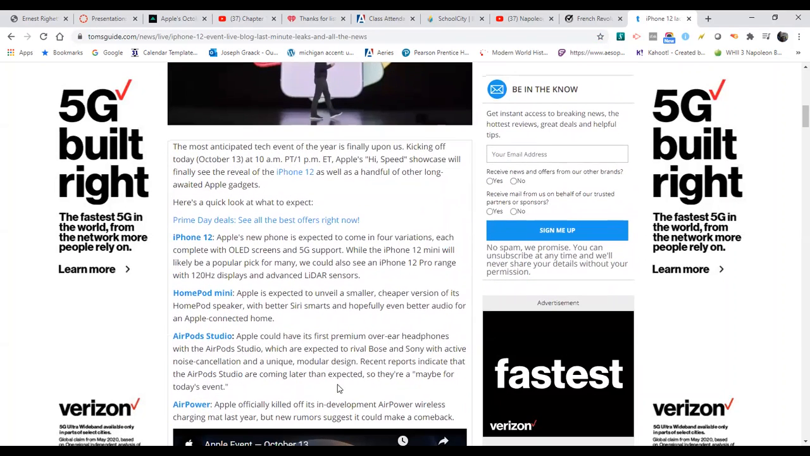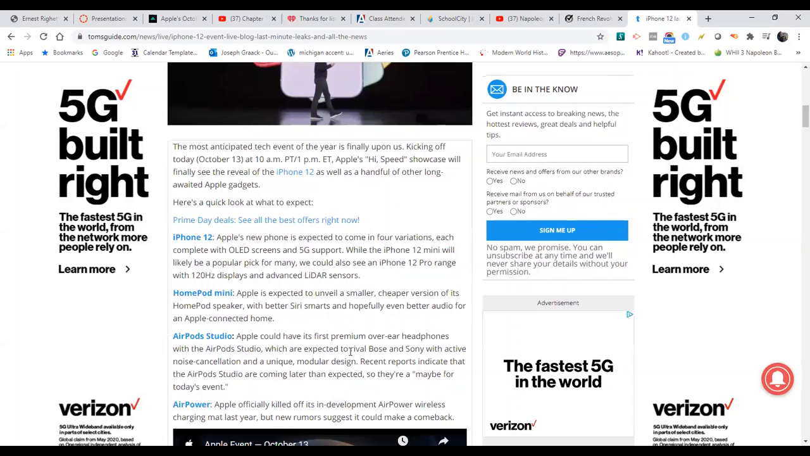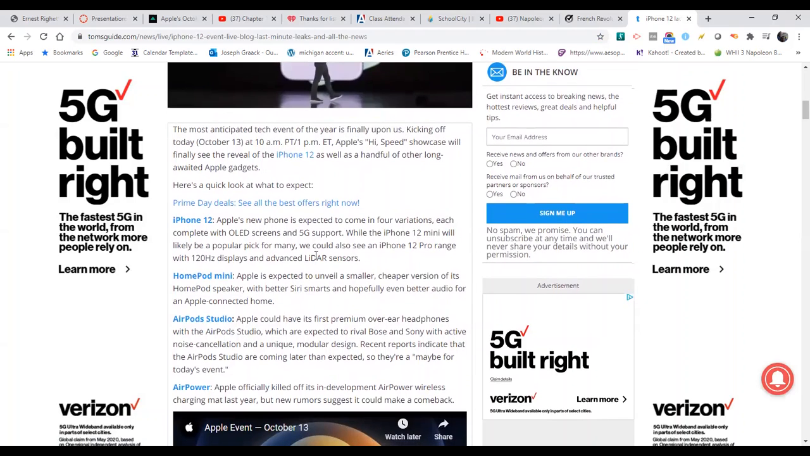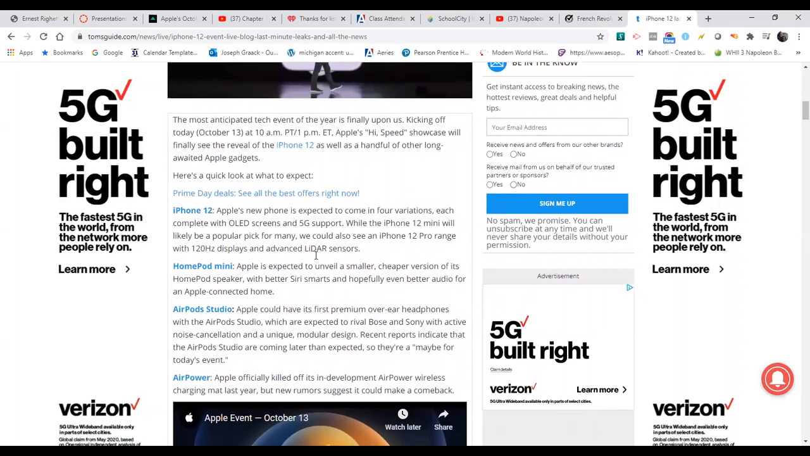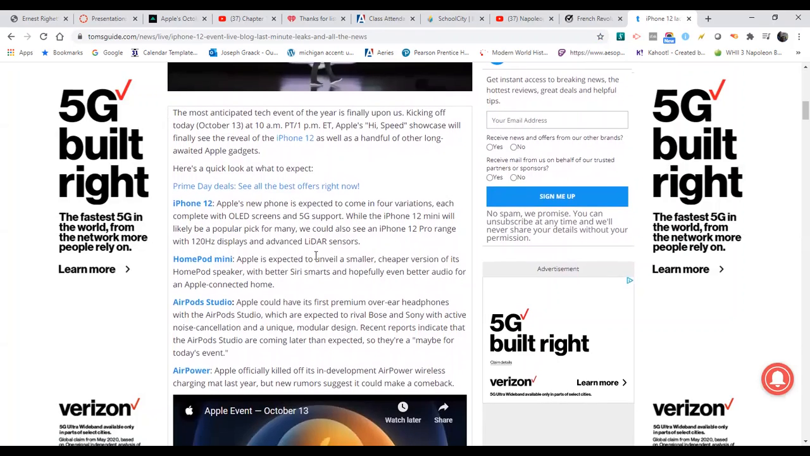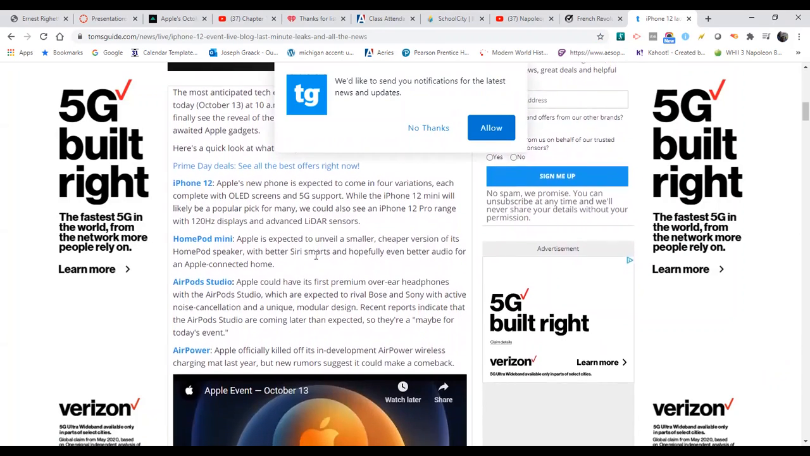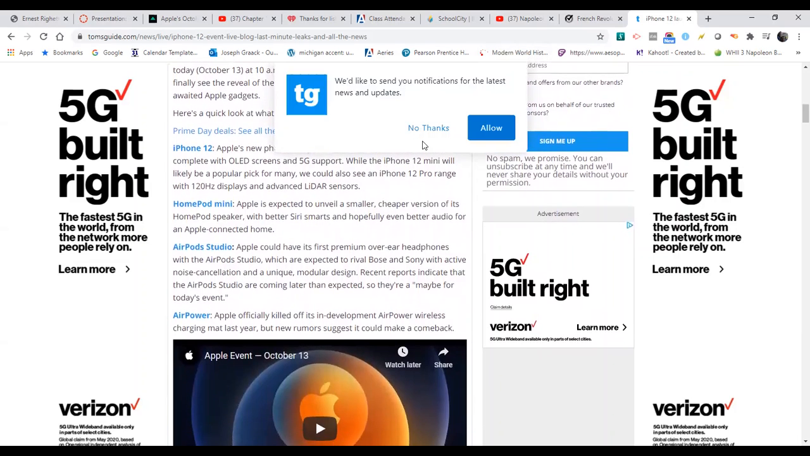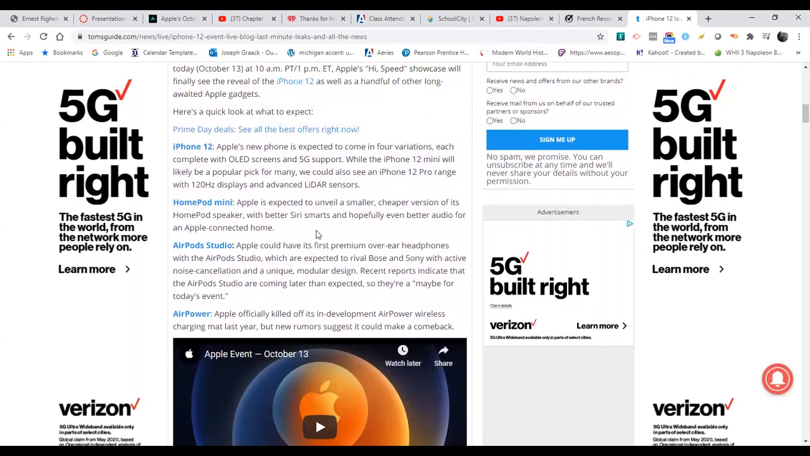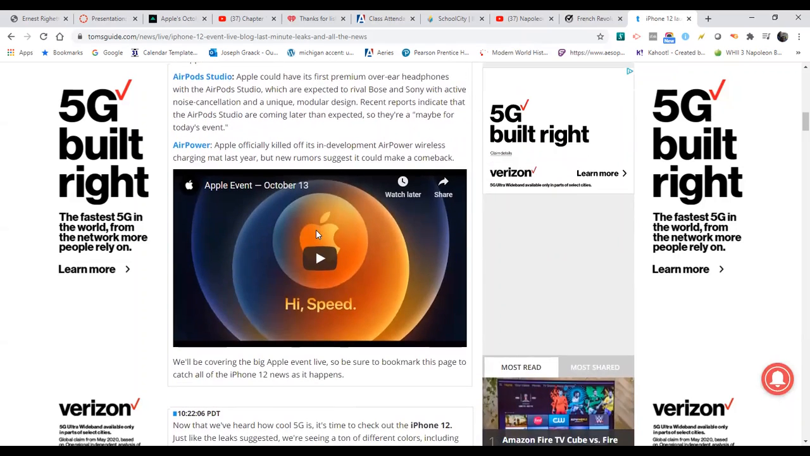So Apple's new iPhone is expected to come in 4 variations with LED screens and 5G support. So the 5G would be something new, I think, over the 11. While the iPhone 12 mini will likely be a popular pick for many, we could see an iPhone 12 Pro range, 120 hertz displays, HomePod mini, AirPod Studio, and AirPower.